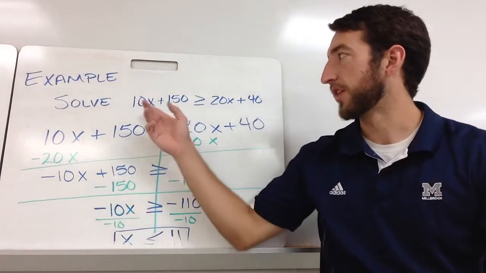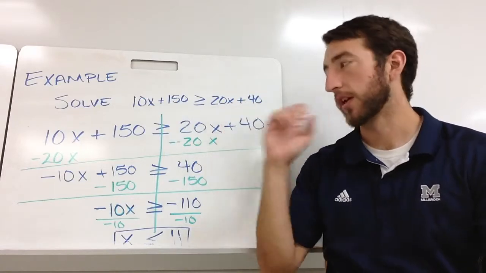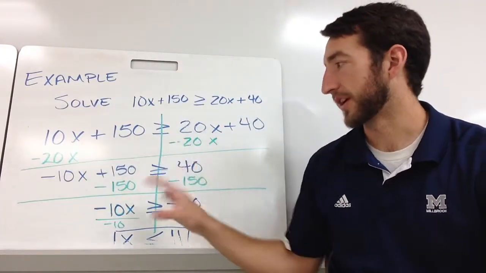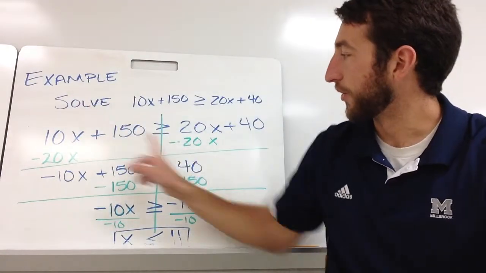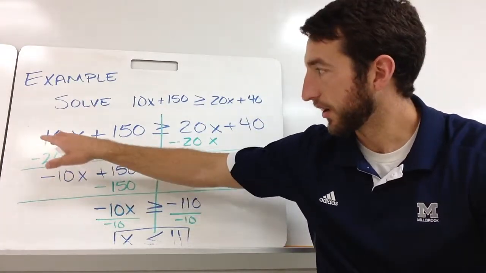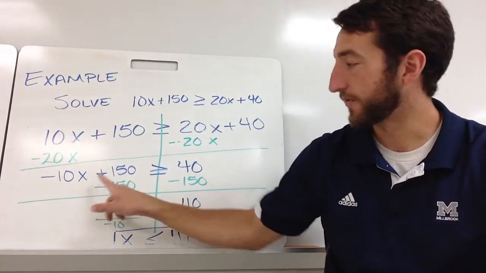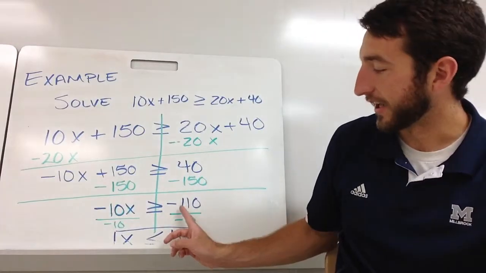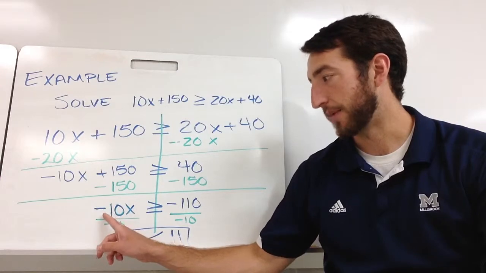All right, so the next one we want to solve 10x + 150 greater than or equal to 20x + 40. I'm going to do this one a little bit differently. Normally I would subtract the 10x over and all that kind of stuff, but I want to show you what happens whenever we divide by a negative number. So I'm going to subtract the 20x from both sides, which is fine, and then we get a negative 10x. Then we want to get that x by itself, so we've got to get rid of this 150. So I subtract 150 on both sides. I get negative 110. And then what I need to do last is divide by the negative 10.